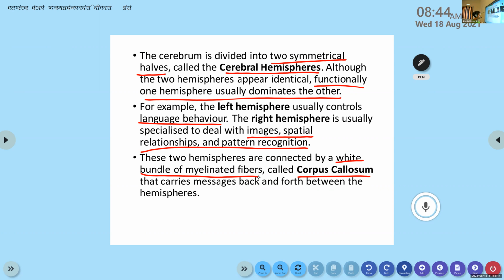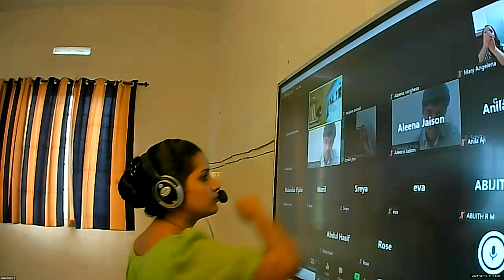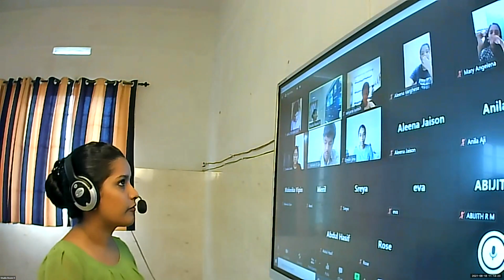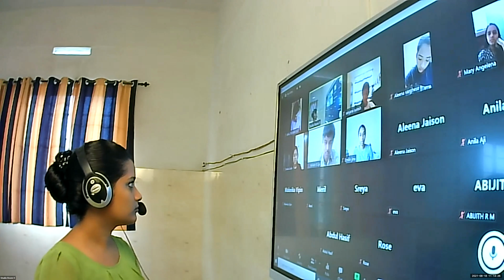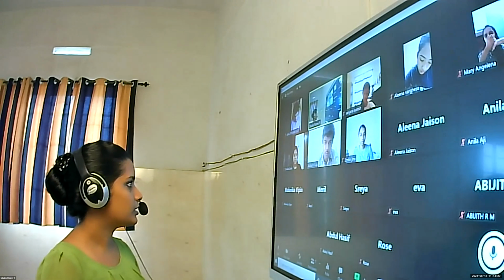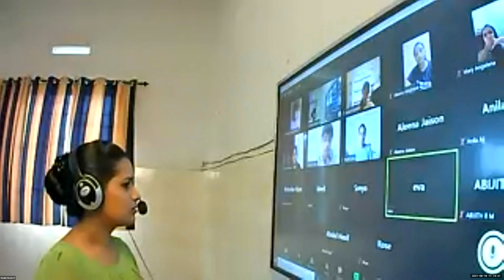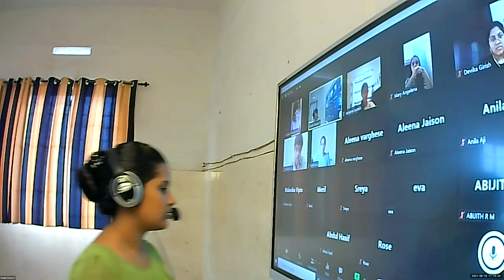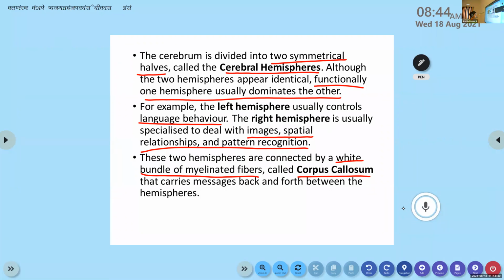Where have you heard of myelin sheath and myelinated fibers? A myelin sheath is in the structure of a neuron. Yes, structure of neuron. So here it is: the two hemispheres, that is left and right hemispheres, are connected by a white bundle of myelinated fibers known as corpus callosum.